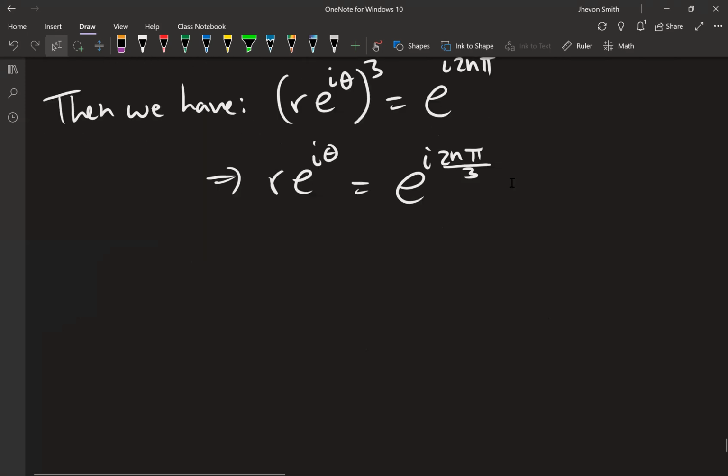Now, there are an infinite number of answers that will hit here, but eventually they'll start to repeat because you eventually go around the circle. In fact, this one is going to take 3 pieces to go around the circle because I'm dividing 2n pi into 3 pieces. So here, we just need n equals 0, 1, and 2. After 3 of them, the values start to repeat.